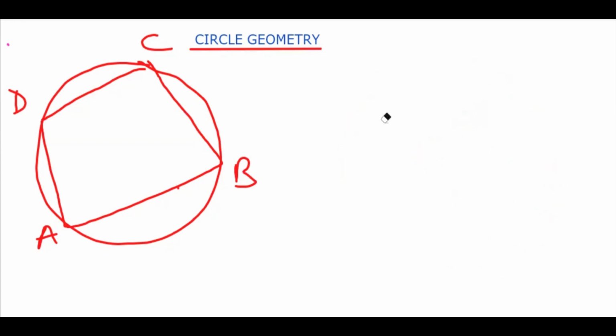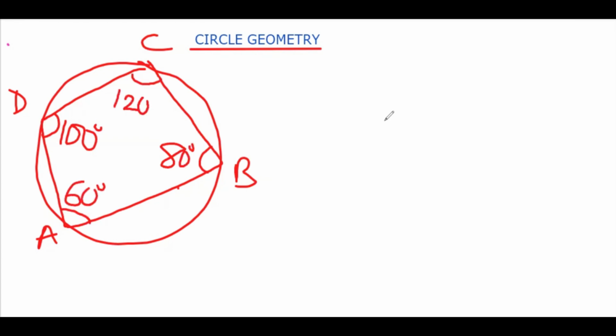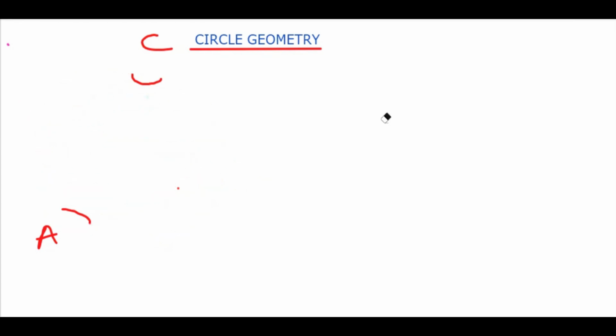But if you look at this one, the theorem says that if the angle here is 100 degrees, the one facing it, the two of them must add up to 180 degrees. Therefore, the one here will be 80 degrees. If the one here is 60 degrees, the one facing it will be 120 degrees. They must be supplementary. The addition must give 180 degrees. So that is what we call the sum of opposite angles of a cyclic quadrilateral equals 180 degrees.